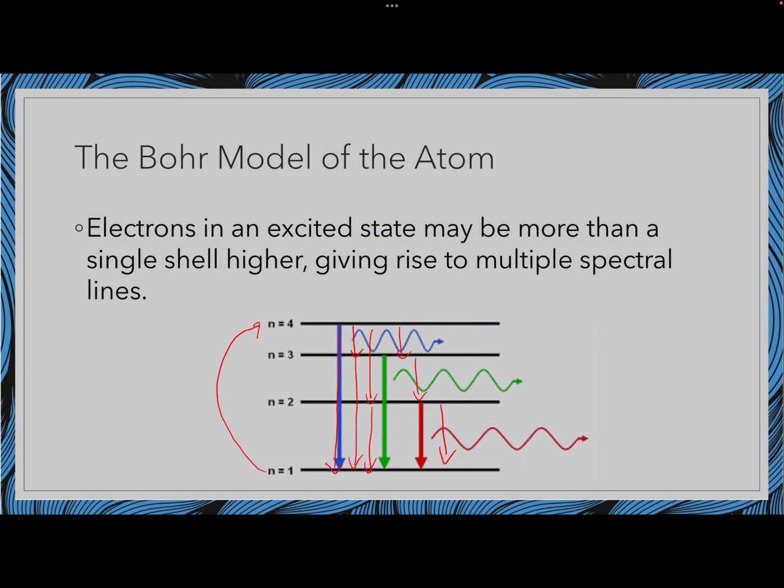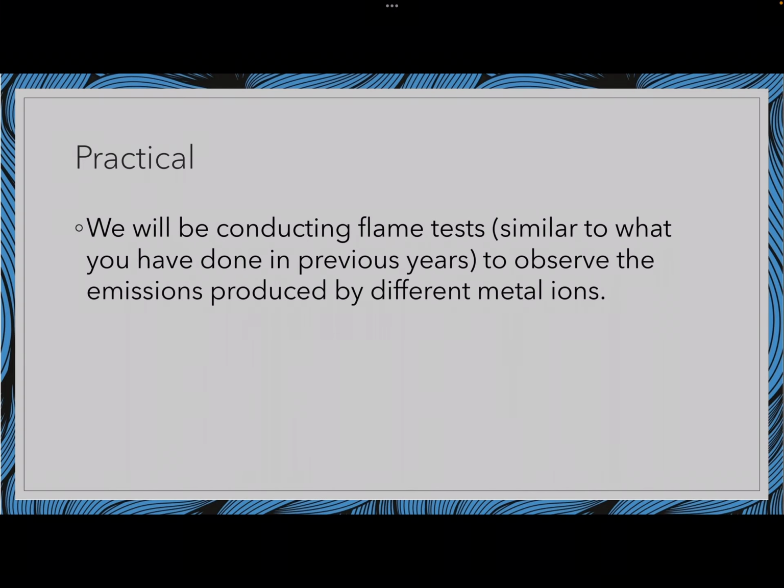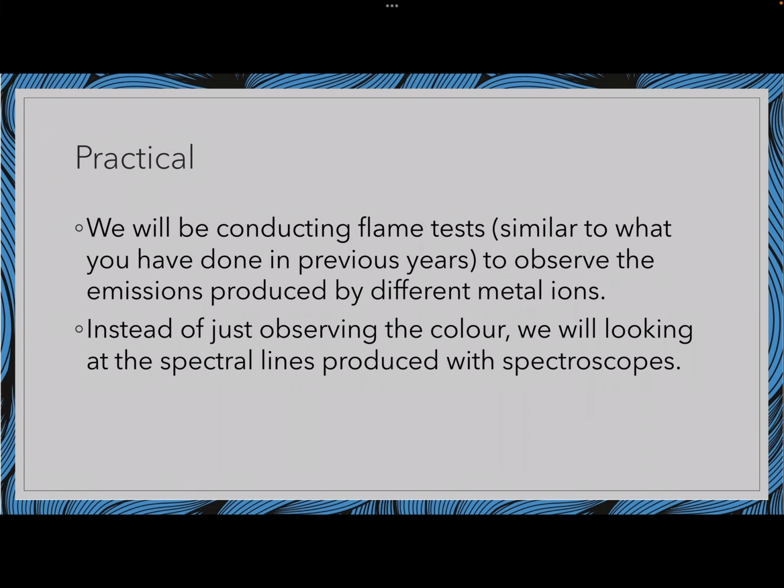And so what we're going to be doing today is observing that in the lab. It's something that you would have done before, probably several times. It's a really good prac. It's the flame test, where we get the Bunsen burner, spray some solution in, and we get the flame. Normally you would probably just have looked at the color. Today we're going to be looking at the spectral lines through a spectroscope.